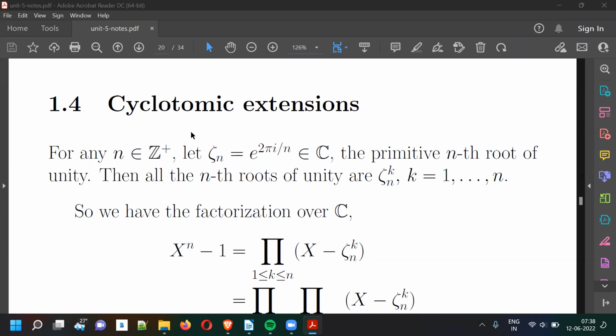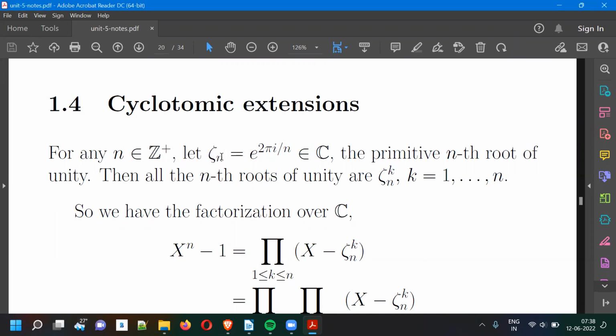So for any positive integer n, let zeta n be the nth primitive root of unity, which is e raised to 2 pi i by n. By Euler's formula, this is actually cos 2 pi by n plus i times sine 2 pi by n. That is what this complex number is, the primitive nth root of unity.